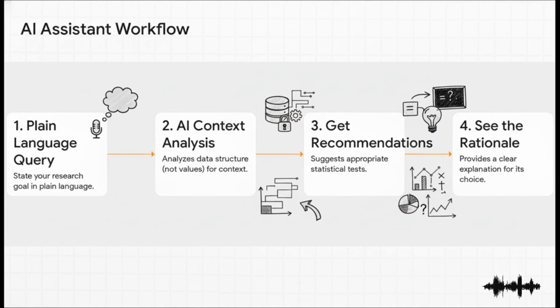And the way it works is just beautifully simple. First, you just state your research goal in plain English, no jargon needed. Then the AI analyzes the structure of your data, things like what kind of variables you have, what their distribution looks like. But it never ever looks at the sensitive data itself. Then it recommends the best statistical test for your question. And finally, and this part is so important, it explains why it's making that recommendation.